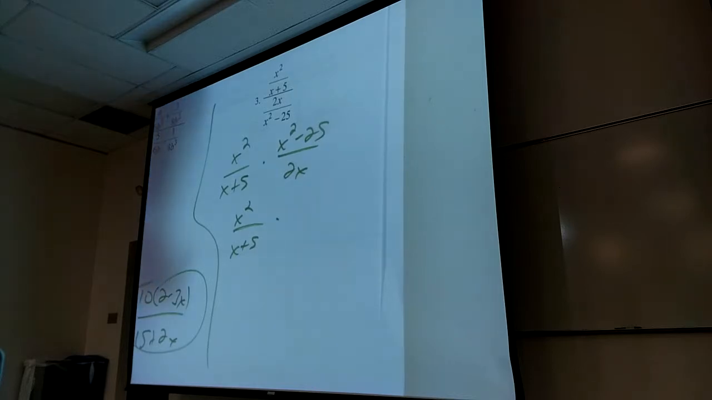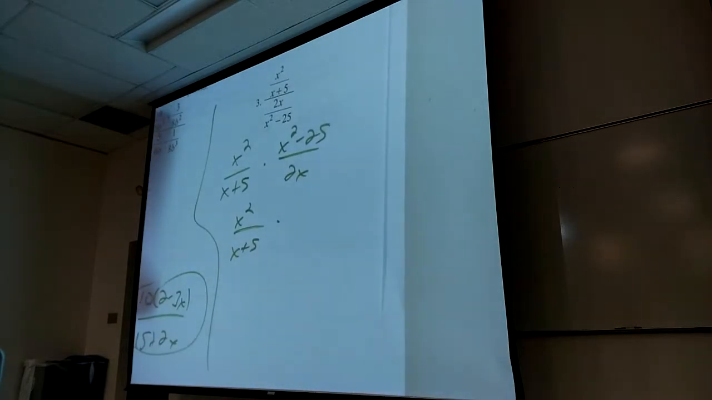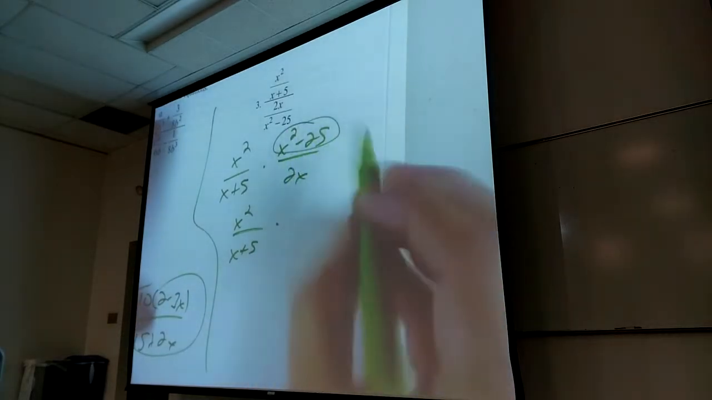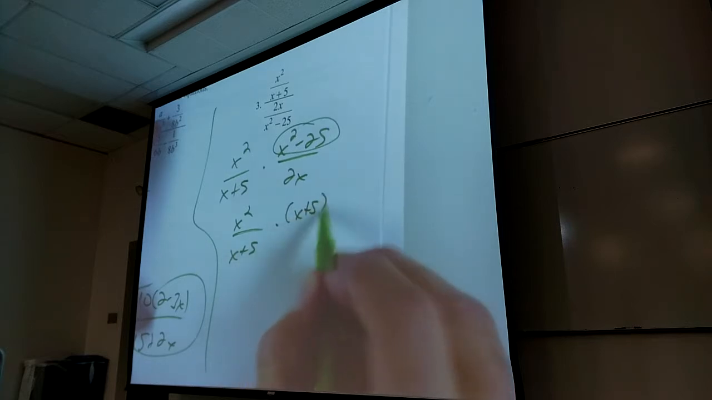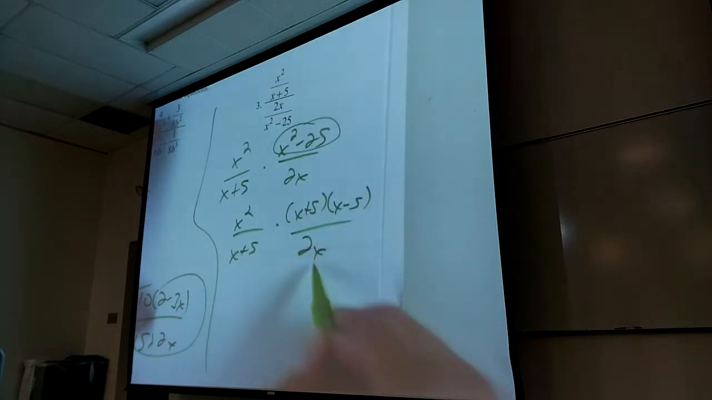You guys with me? This one's not so bad because it's only one fraction over one fraction. I can immediately flip the other dude. All I got to do here is, either way, I like it. And then what cancels?